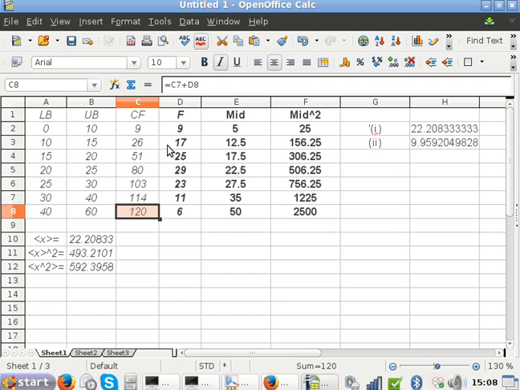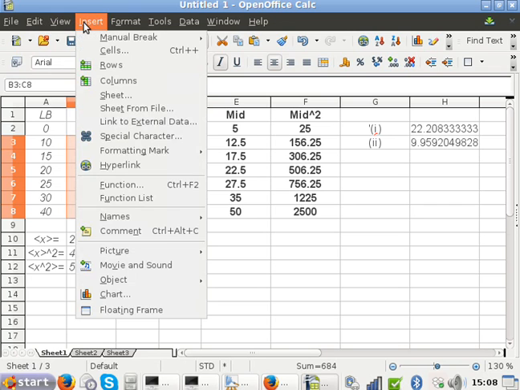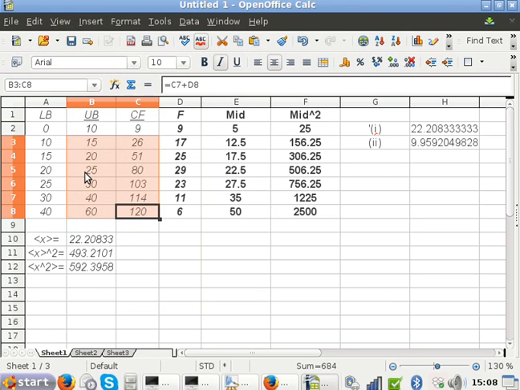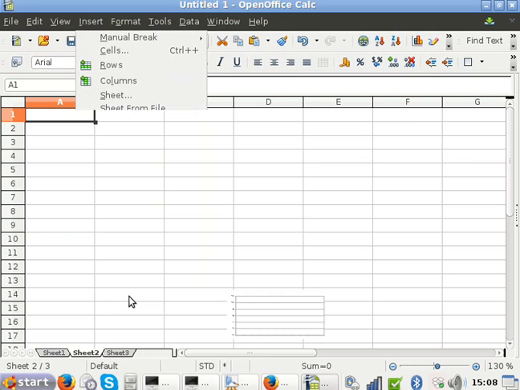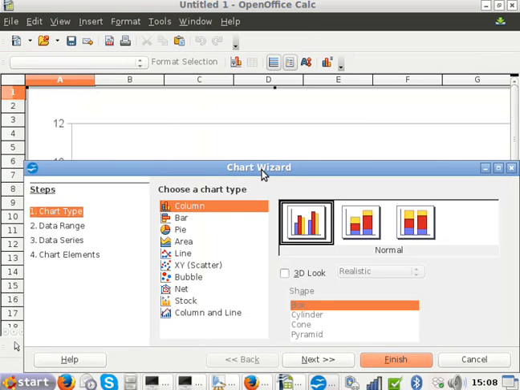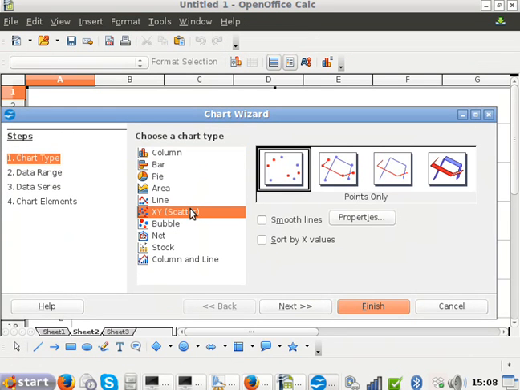Okay, what goes on the X? The upper. And what goes on the Y? The CF. So let's draw that. Maybe I can put on a new tab. Yeah. Insert chart. Now is it polygon or curve? Polygon.